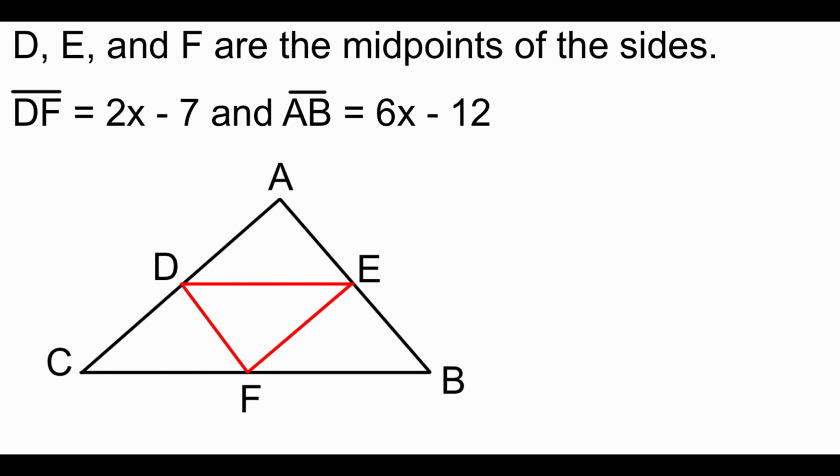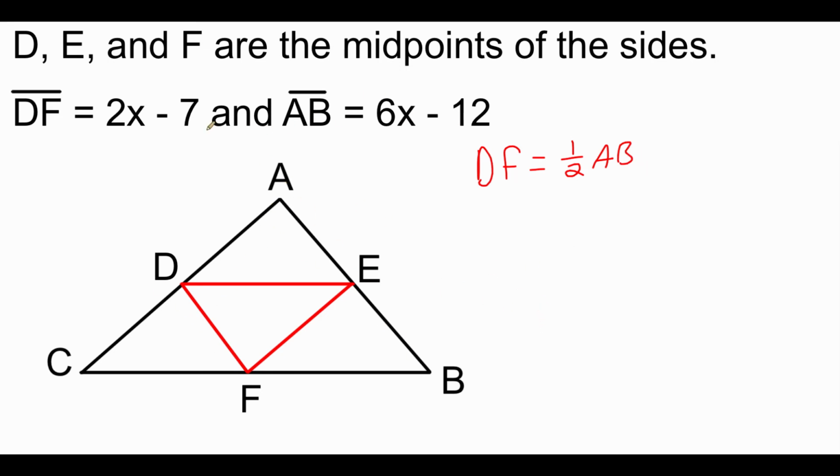Now this picture is a little bit different, but what we've got is a triangle with D, E, and F being the midpoints of the sides. So then those red segments in our picture are all midsegments since they're connecting the midpoints. Now what we're told is that DF is 2x minus 7 and AB is 6x minus 12. And what we're looking at doing in here is finding this x value. So the relationship that we talked about is the length of a midsegment, so we can use that DF as one of our midsegments. The length of that midsegment is 1/2 of the length of its corresponding larger side. So DF matches up with AB.